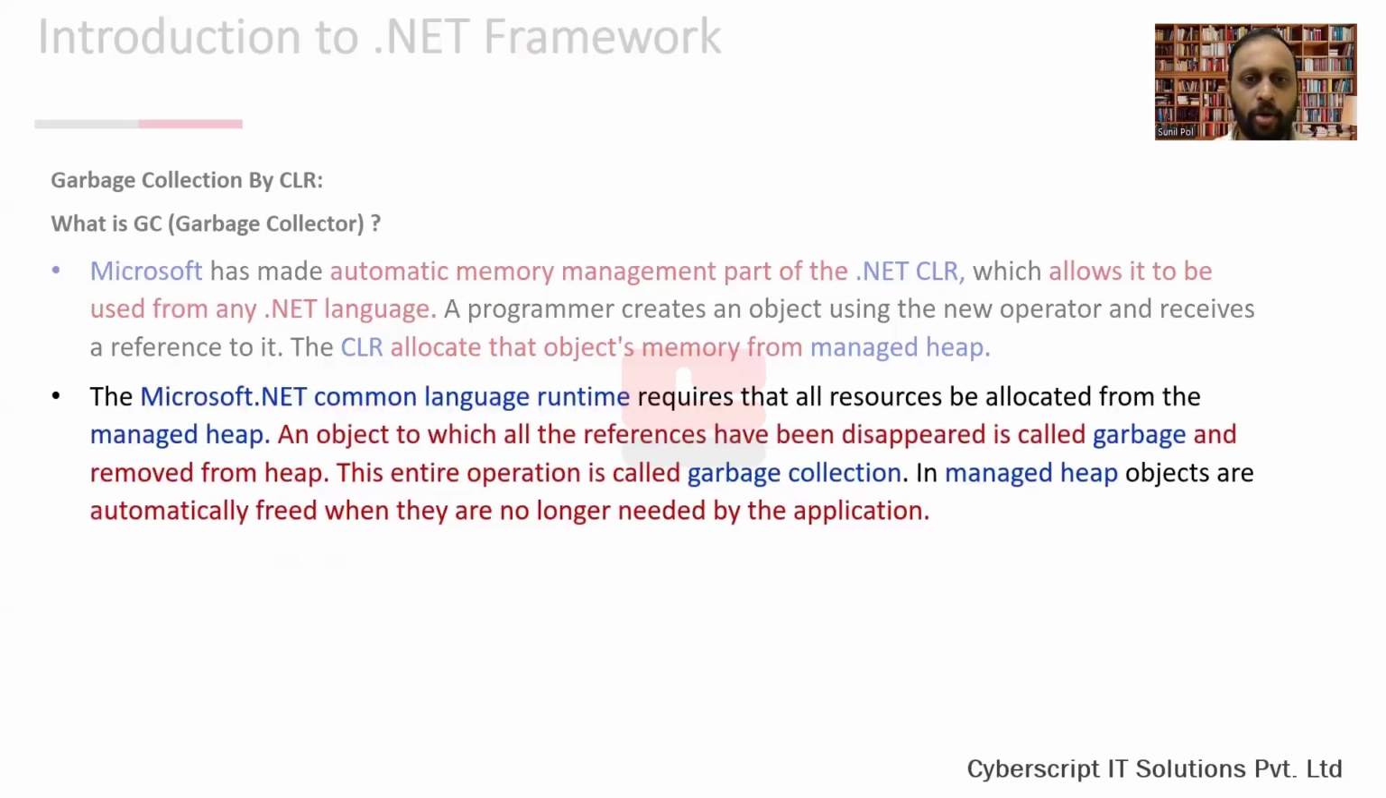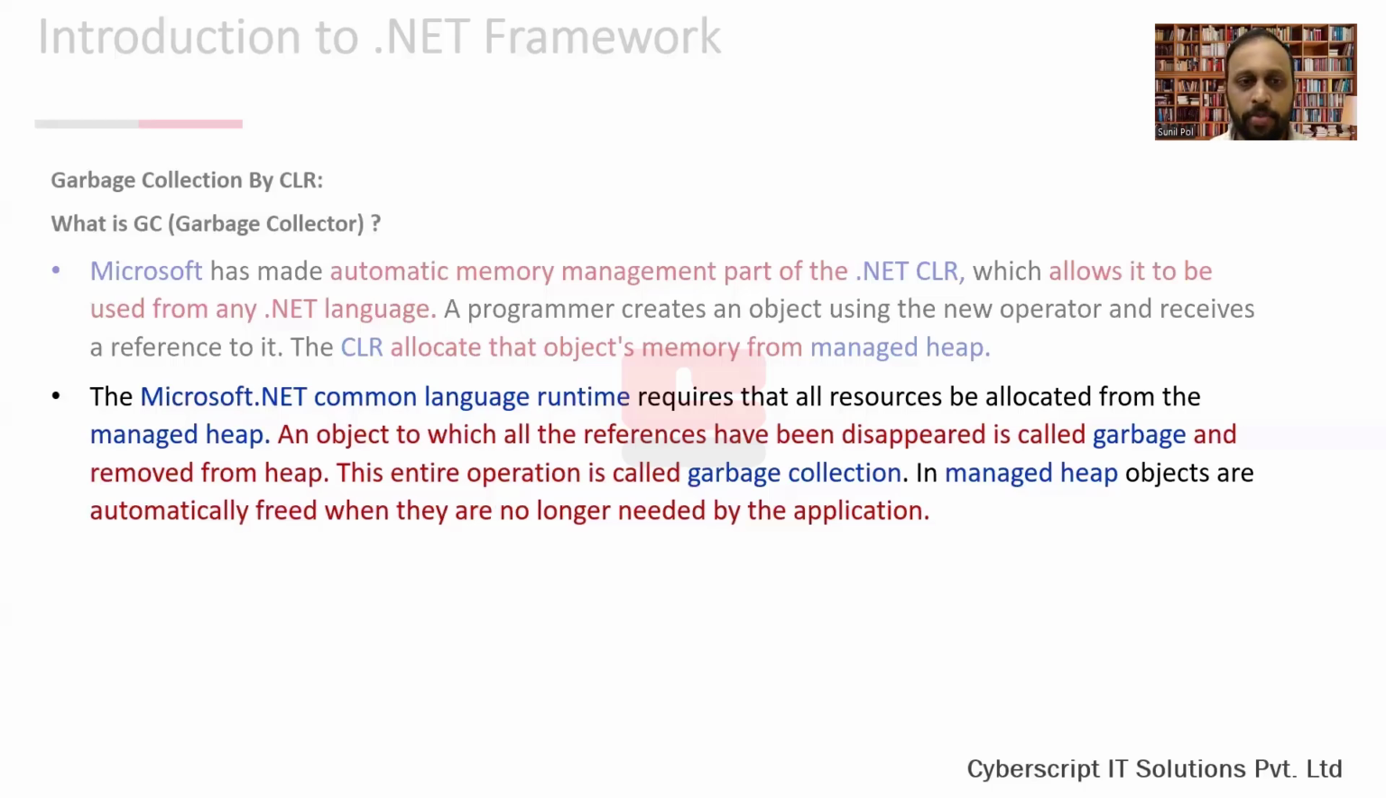The Microsoft .NET Common Language Runtime requires that all resources be allocated from the managed heap only. An object to which all the references have disappeared is called garbage and is removed from the heap. This entire operation is called garbage collection. The garbage collector decides whether an object is live or dead on the basis of whether that particular object is referred to by any application root or not. If it is not, it is considered a dead object. Otherwise, it is a live object.